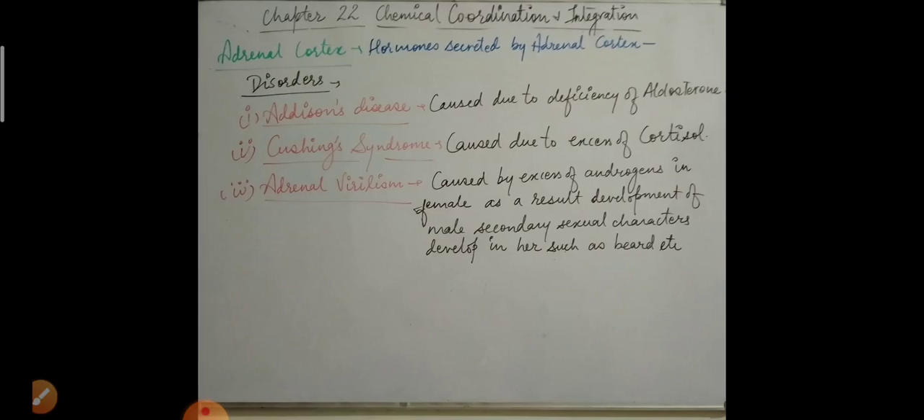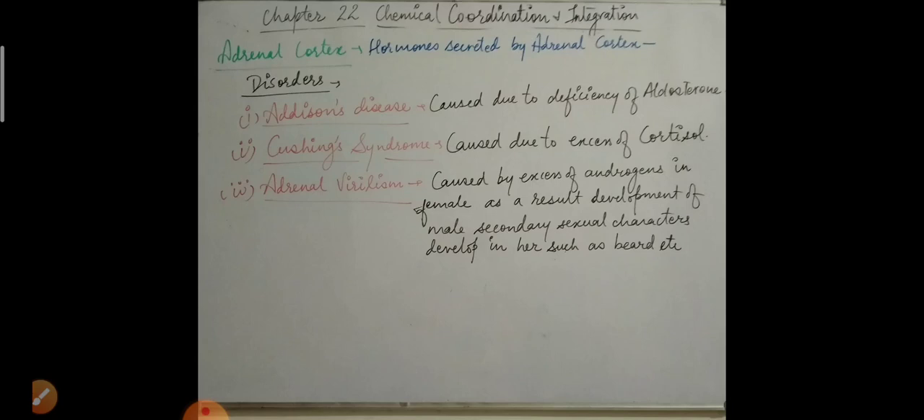Now we'll discuss the disorders. What are the disorders caused due to these hormones of the adrenal cortex? The first one is Addison's disease. It is caused due to the deficiency of aldosterone. Next is Cushing syndrome, and it is caused due to excess of cortisol.